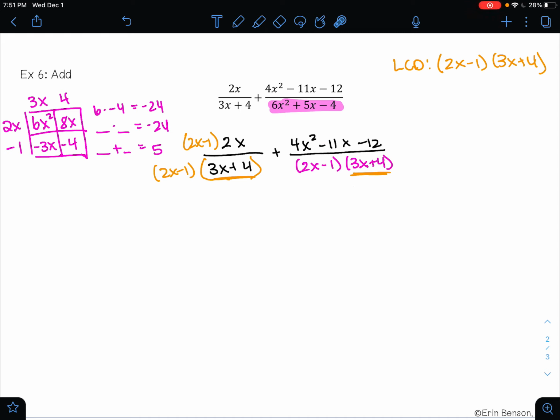So in my left fraction, I'm going to have in my denominator 2x minus 1 times 3x plus 4. In my numerator, I'm going to multiply by using the distributive property. 2x times 2x is 4x squared. And 2x times negative 1 is negative 2x. In my other fraction, I'm going to go ahead and leave all of that the same because it already has our common denominator.